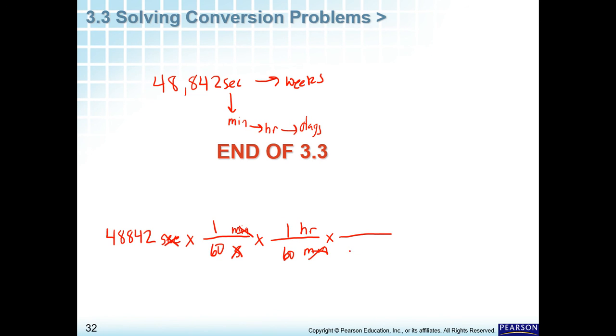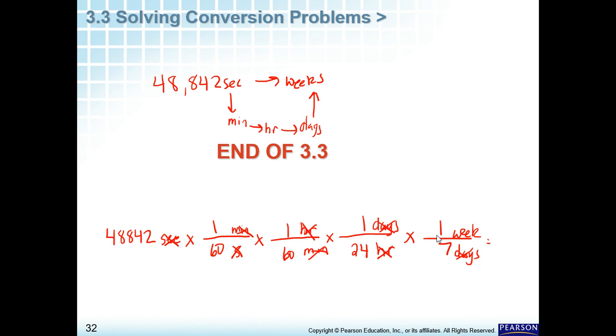So notice, see how we're building. To cancel hours, it needs to go opposite. Days on top. So there are 24 hours in 1 day. This allows me to cancel hours, and now I'm at days. Well, hopefully you know how many days are in a week. So now we can do our last conversion. If I want to cancel out days, it's going to go on the bottom. A week can go on top. So if I say there are 7 days in 1 week, we can go ahead and equal this out because we're left with weeks. Notice these are all on the bottom, so we're going to be dividing this entire time.